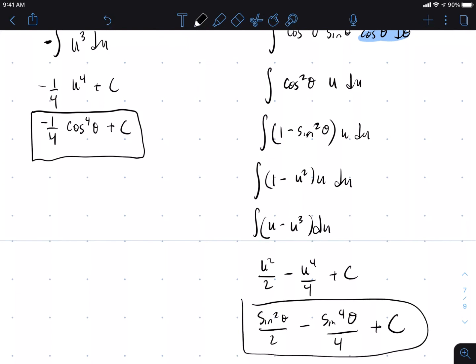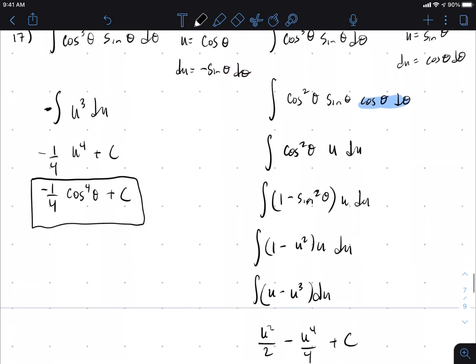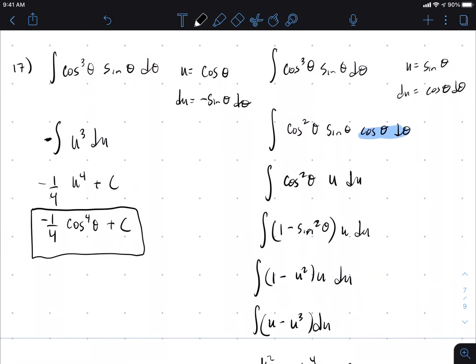Wait up, they're not the same answer. But they're both right. Which one would you rather do? The first one. Definitely. In fact, I kind of did bad math.